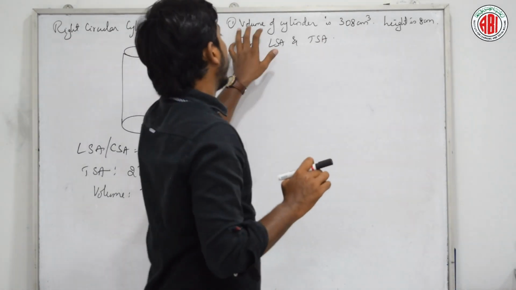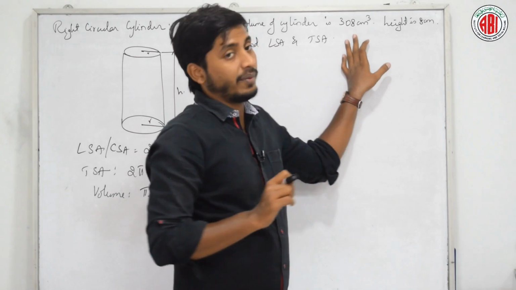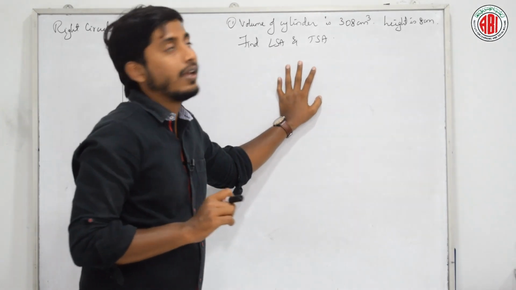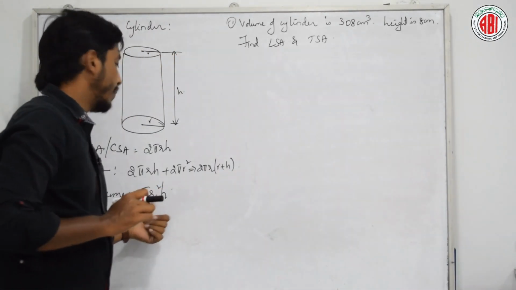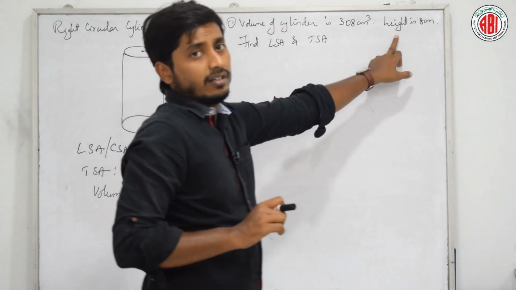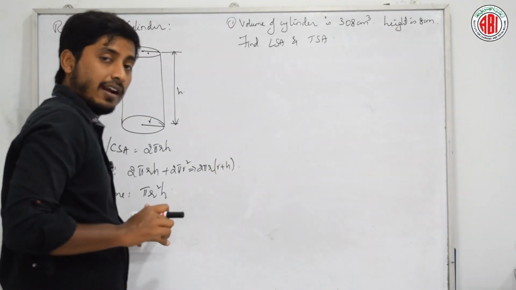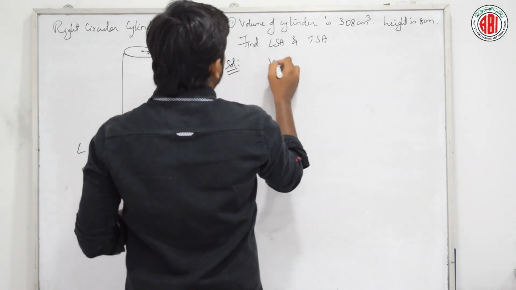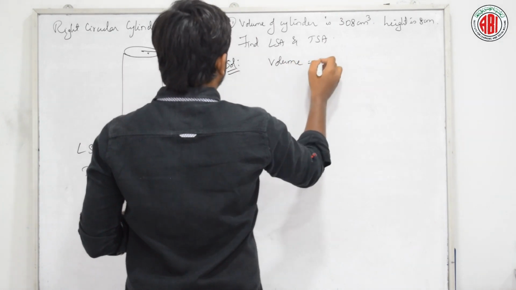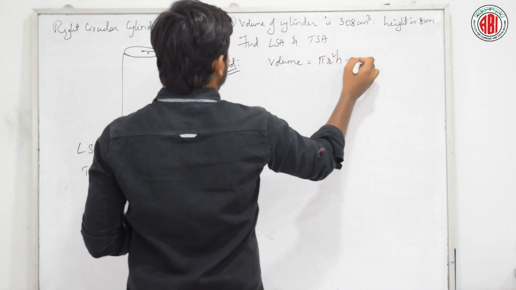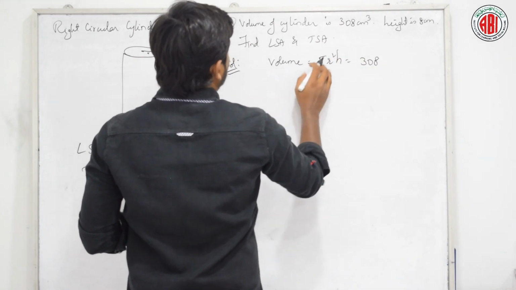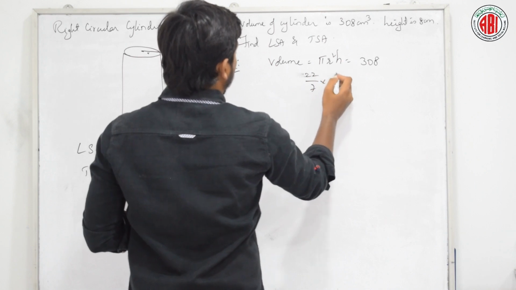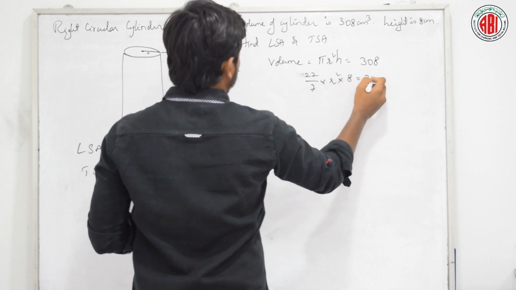See here. He is telling the volume of a cylinder is 308 centimeter cube, height is 8 centimeter. He is asking us to find LSA and TSA. What is the formula of a volume of a cylinder? Pi r square h. H is given, volume is given. Can't I find r? Yes, right. See here, volume is equal to pi r square h, that is 308. What is pi? 22 by 7. R square we don't know, h is 8.